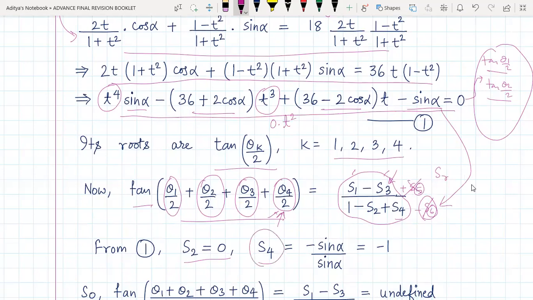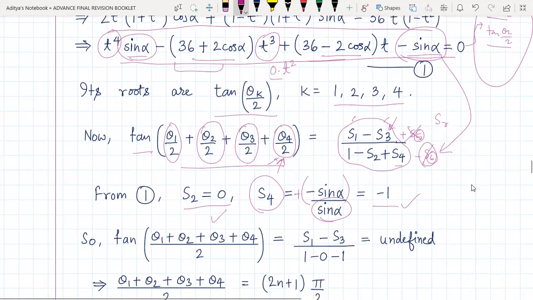What about S4? It will be, look, minus plus minus plus. So we'll take the constant coefficient with the plus sign, so plus minus sine alpha upon the leading coefficient sine alpha. We are simply using the formula of sum of roots taken r at a time in a polynomial equation. So that gives us -1. Okay, so S2 I have gotten. I have also got S4.